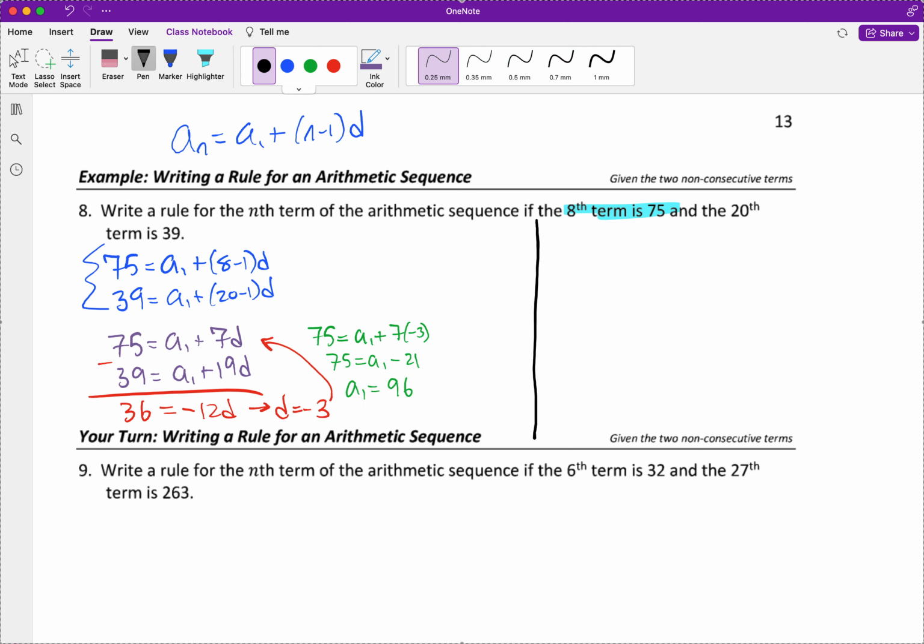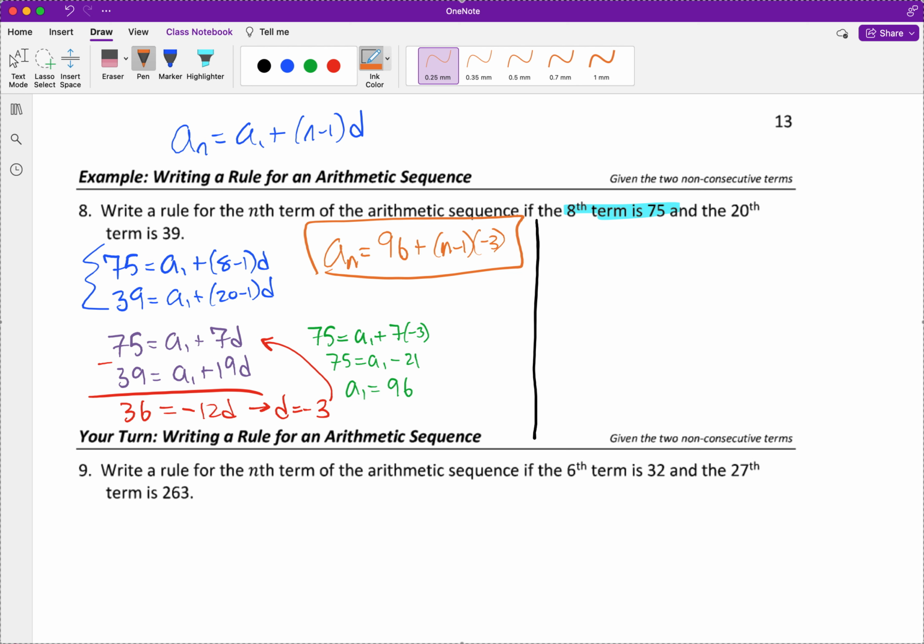I can now write the rule for this problem. So I'm going to get that an equals 96 plus n minus 1 times that common difference, negative 3. And so there we go. I'm done by just creating a system using these 2 arbitrary ways.